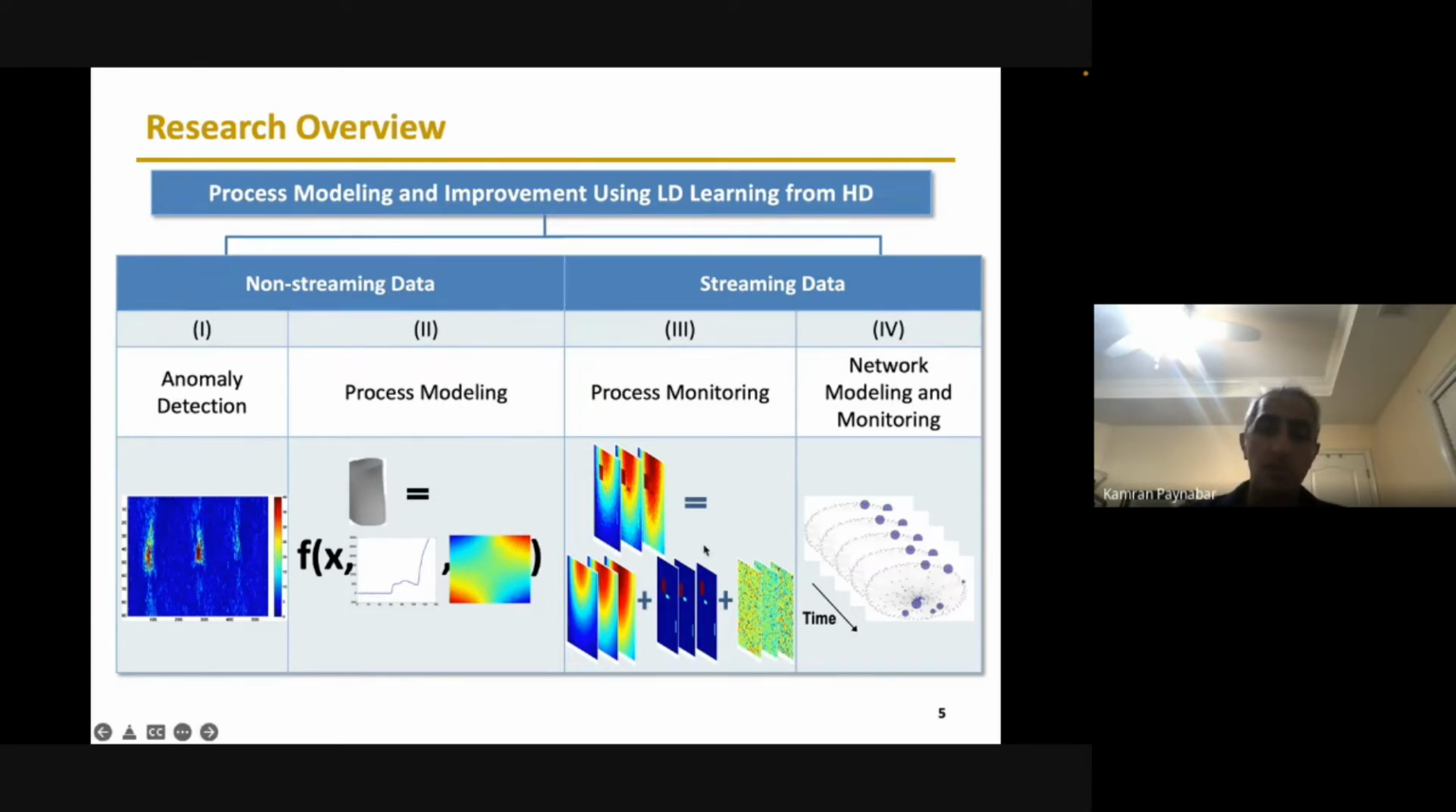We do a lot of process monitoring as well. For streaming data, when you have images over time, you want to detect anomalies and identify out of control situations. I work with network data as well. This is an application in finance and also social networks. If you have snapshots of networks over time, how can you model the networks and monitor that?